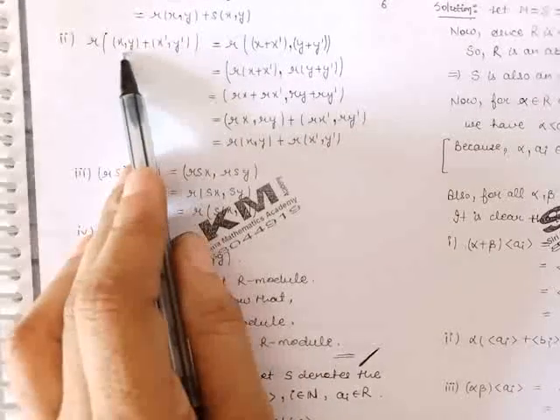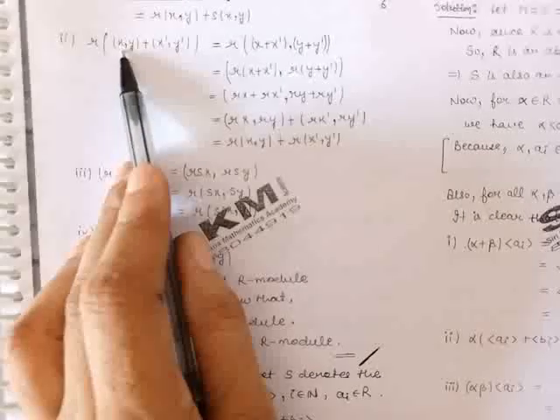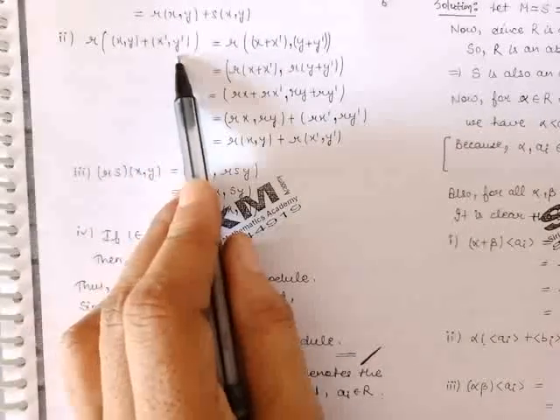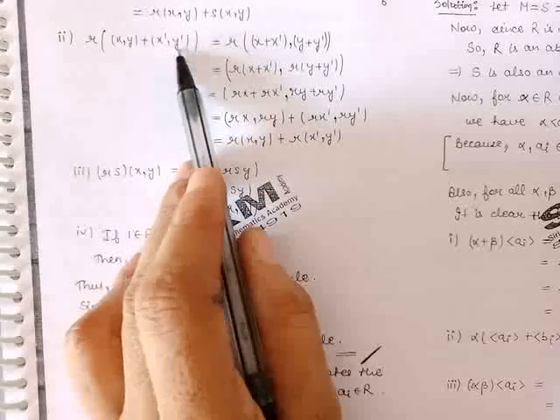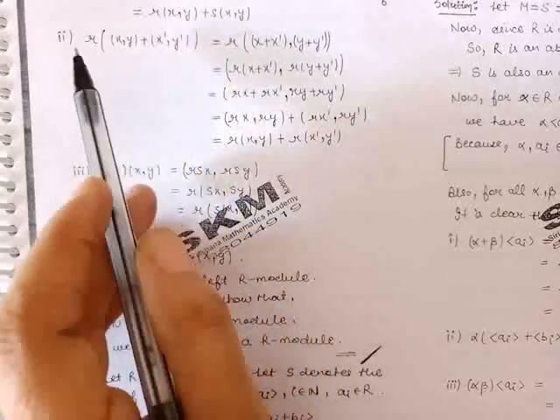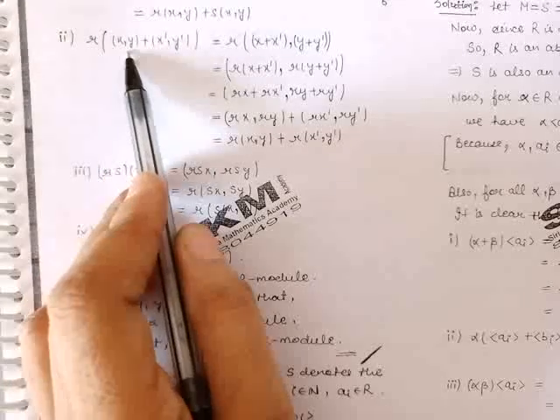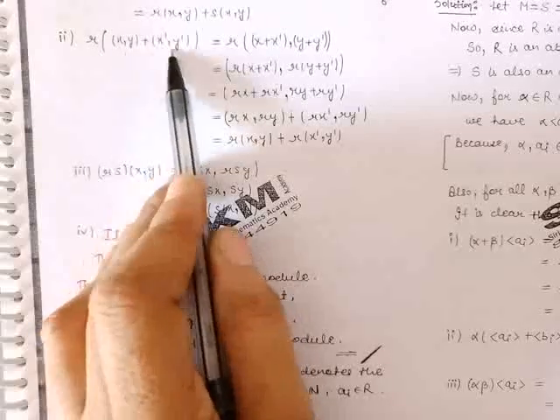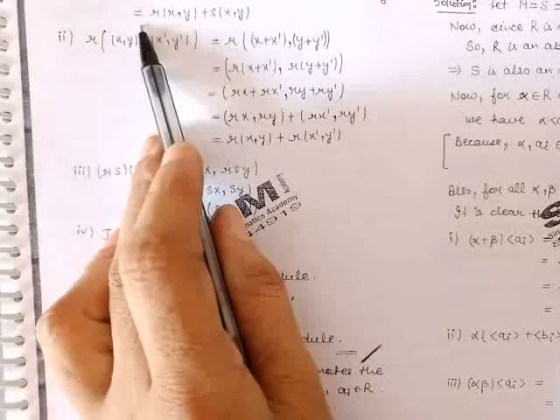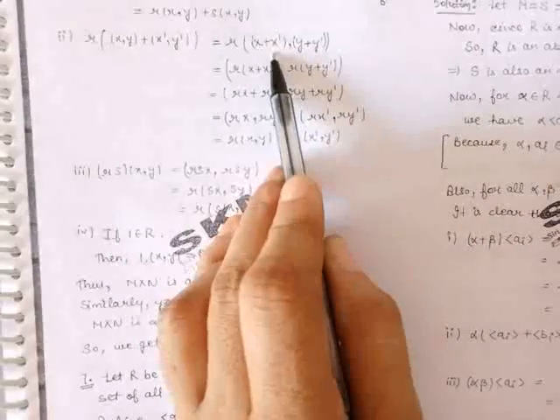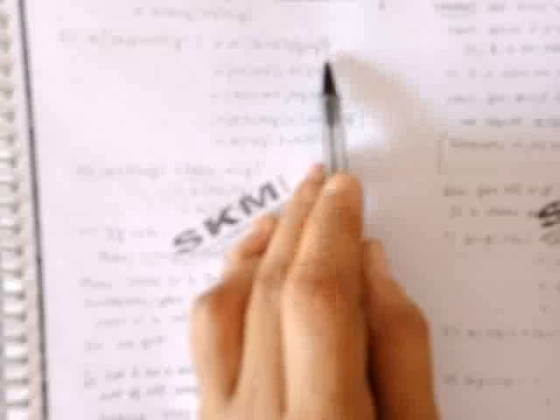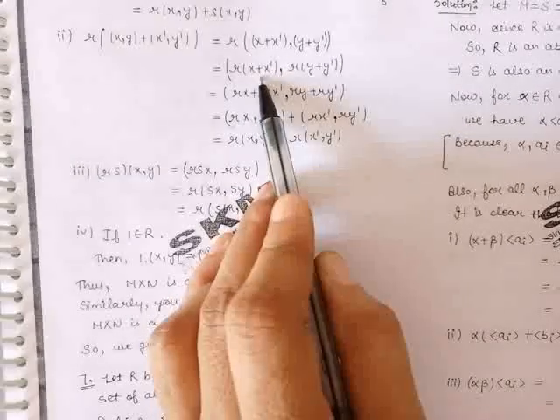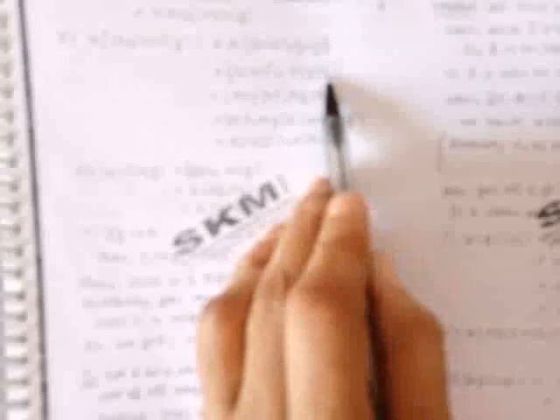Now in the next condition, let us take two ordered pairs belonging to M cross N. One ordered pair we denote by (x, y), and the second by (x dash, y dash). Now let us find r into the ordered pair (x, y) plus the ordered pair (x dash, y dash). By definition of vector addition, this addition can be written as the ordered pair (x plus x dash, y plus y dash). Again, by definition of scalar multiplication, this can be written as (r into x plus x dash, r into y plus y dash).